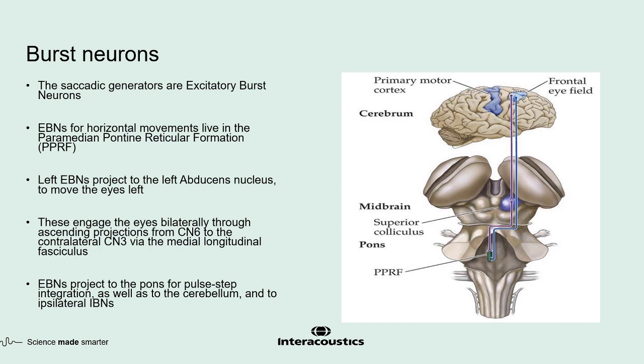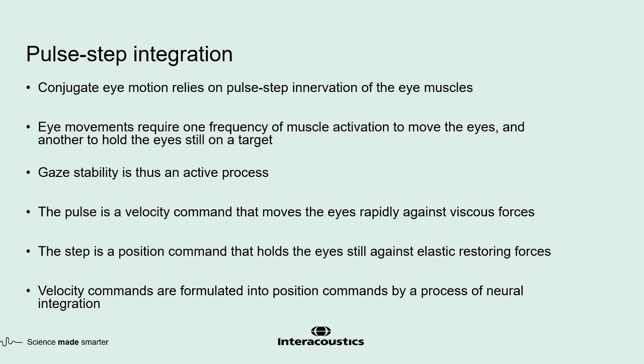So these engage bilaterally, and these excitatory burst neurons project to the pons for what's called pulse step integration, which we'll get to in a moment, as well as to the cerebellum and to the ipsilateral inhibitory burst neurons. Pulse step integration is essentially a critical process that allows conjugate eye motion. Now, eye movements require one frequency of muscle activation to move the eyes. That's called the pulse. And then that needs to be converted to a second frequency of activation called the step, that allows the eyes to hold still on a target.